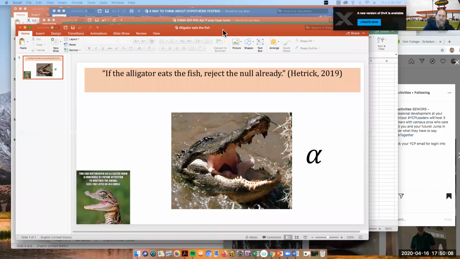If the alligator eats the fish, reject the null already, because alpha kind of looks like a fish. So if the p-value is less than alpha, the alligator is going to go for the bigger one. Just make sure you know the difference between an alligator and a crocodile. One sees you later. Anyway, little meme there. Okay.